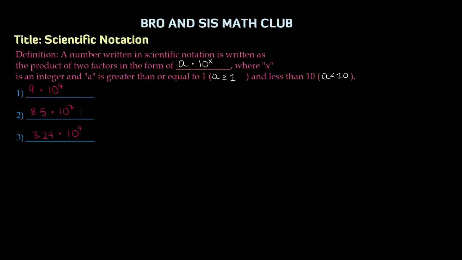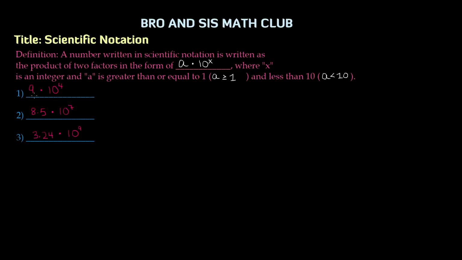Our first example is 9 times 10 to the power of 4. Now, remember that scientific notation is just a simpler way to write really big numbers. For example, 9 times 10 to the power of 4 is actually 90,000. And I know that because when I write this in standard form, I would have to expand it, right?